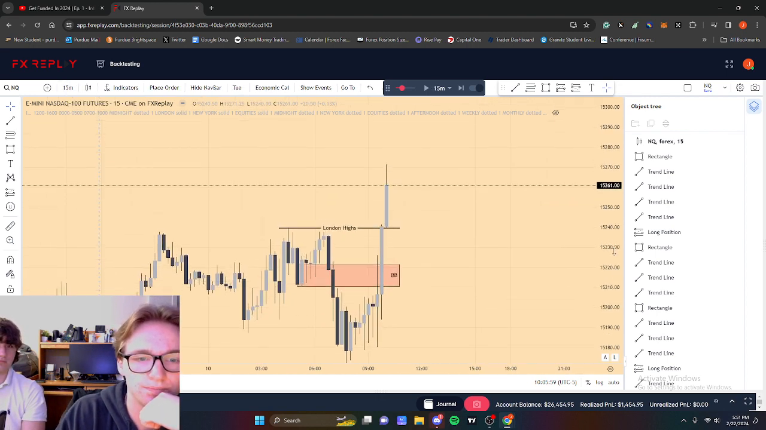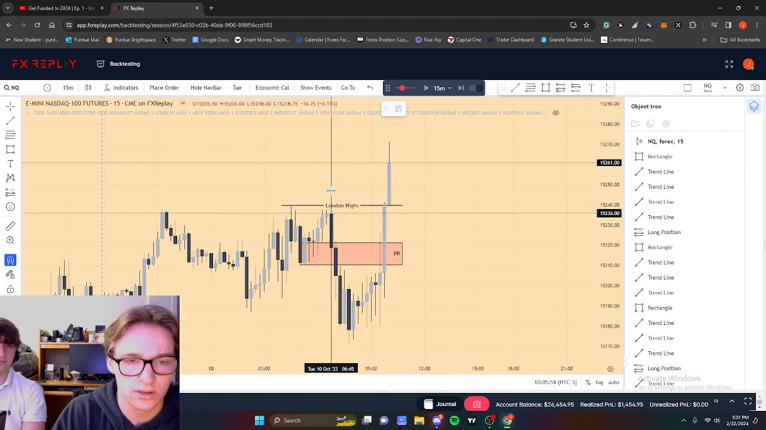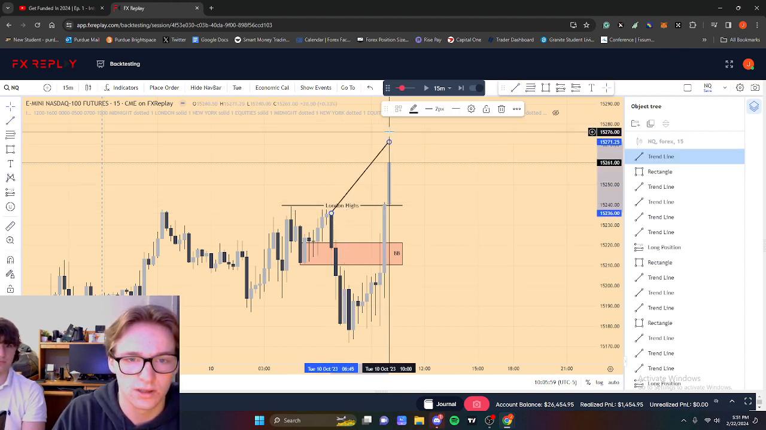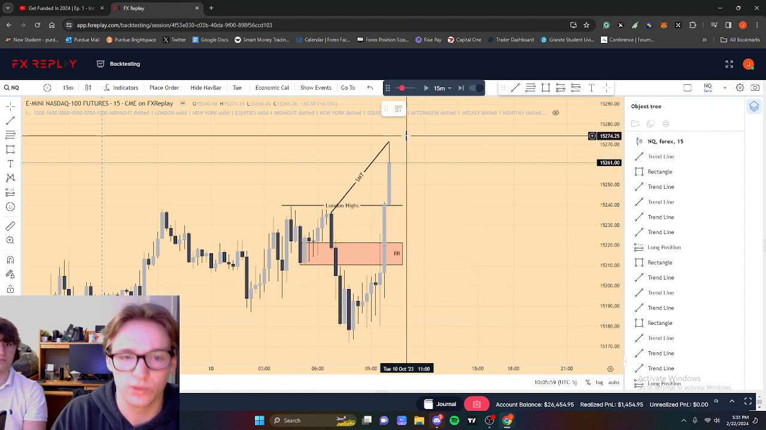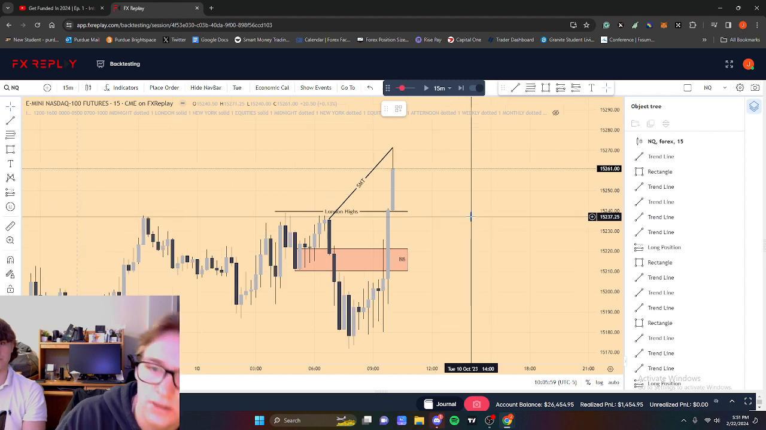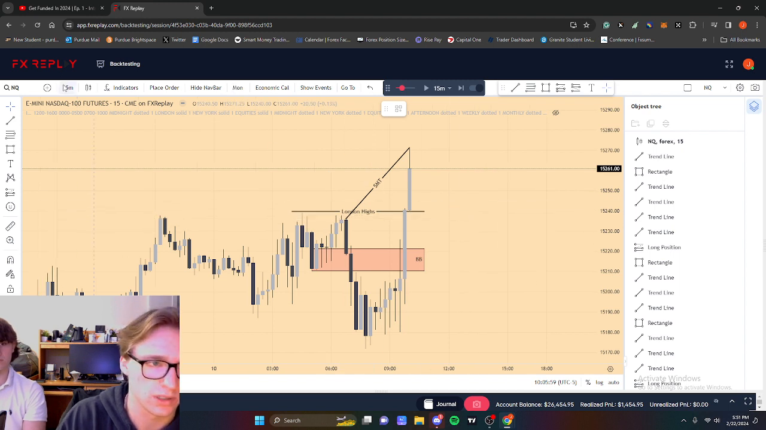So right here, we see that this would technically be a 15-minute SMT. We have this right here, and then we have a big move down, and then a big move back up, creating an SMT right there. An SMT is a smart money technique for entering the market, where smart money enters the market.